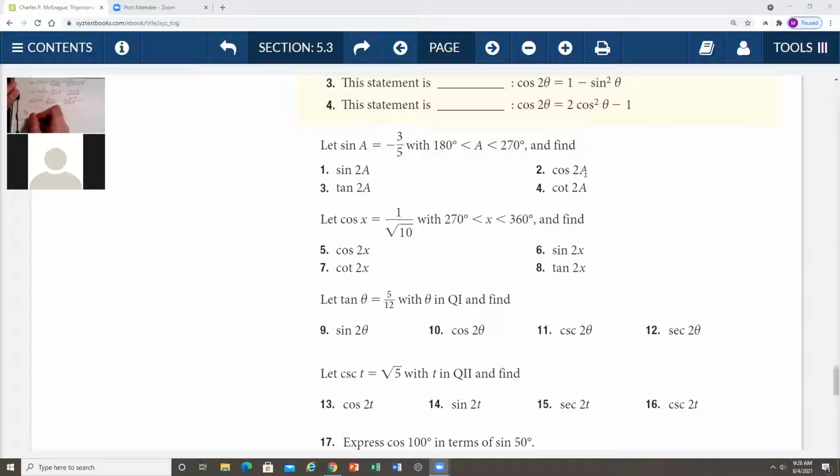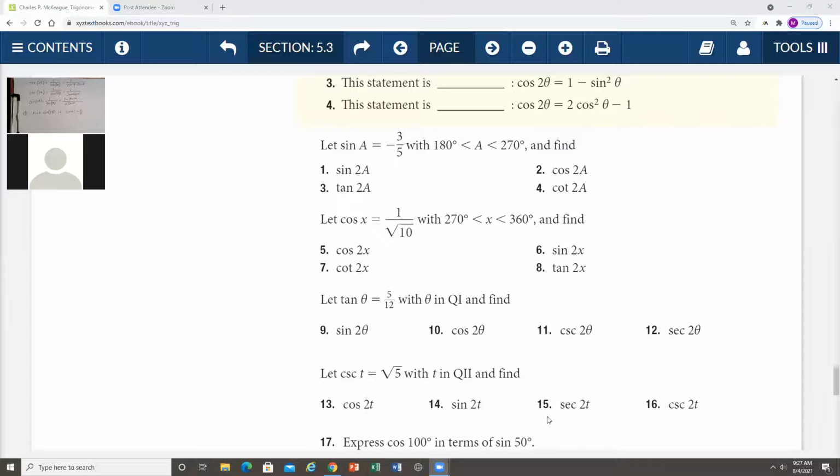Quadrant 3 is where angular measurements are between 180 degrees and 270 degrees. So they want us to find the cosine of 2 times A, knowing that the sine of angle A is equal to -3/5. And notice further evidence that angle A is in the third quadrant is the fact that the sine of that angle is a negative ratio. And that's certainly true in the third quadrant where your y coordinate's negative, correct? Your y coordinate being equal to the sine of the angle on the unit circle.